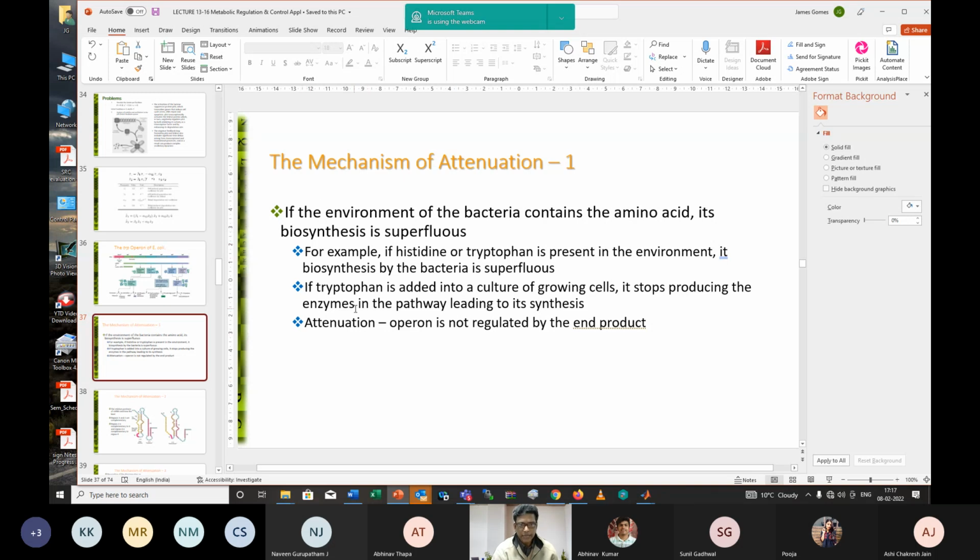Okay. Now, what happens is that this happens for quite a few of the other amino acids also. Histidine is also another one, and there is one or two others which are also working with this mechanism of attenuation. So what happens if you add tryptophan to a growing cell culture? It essentially stops producing this enzyme, which leads to the synthesis of this pathway. And the operon is not regulated by the end product directly, but by another mechanism which is part of the mRNA structural changes that occur.